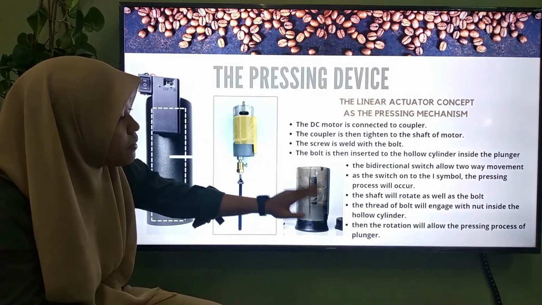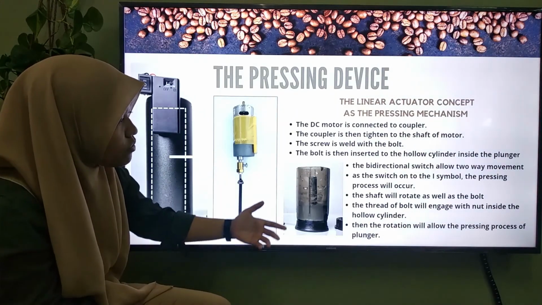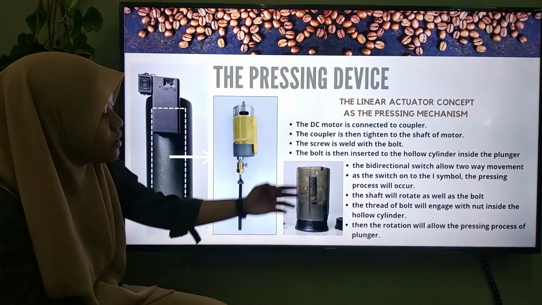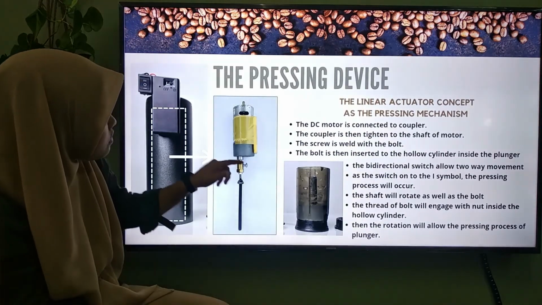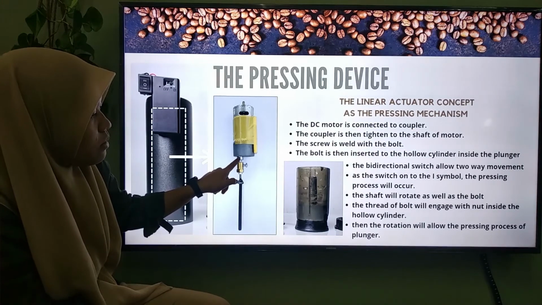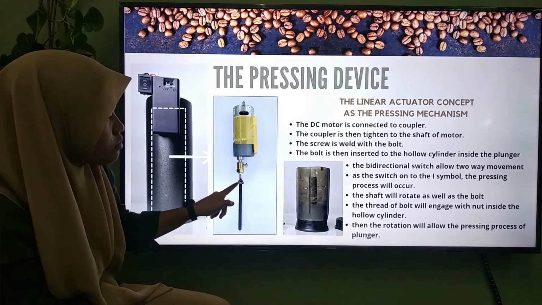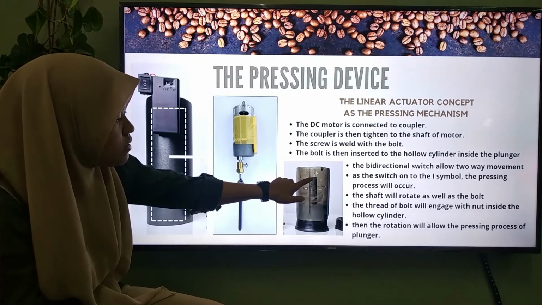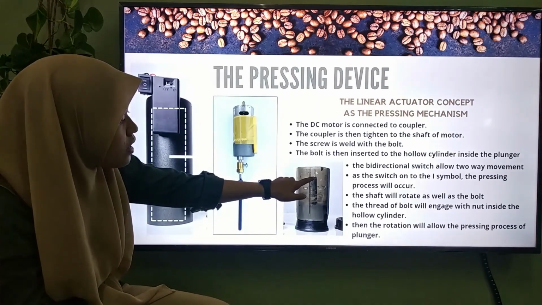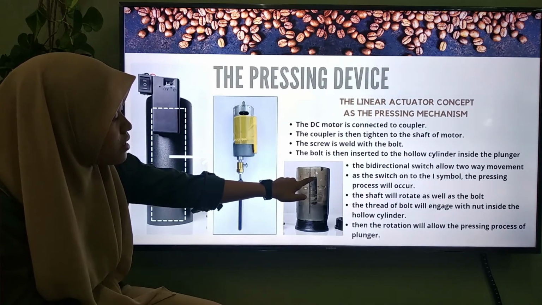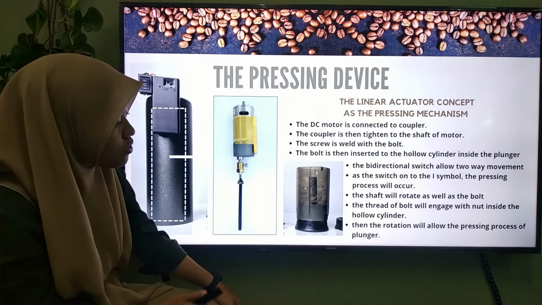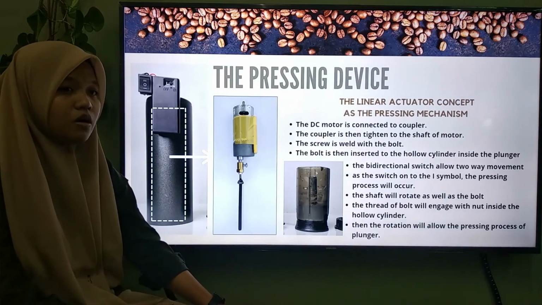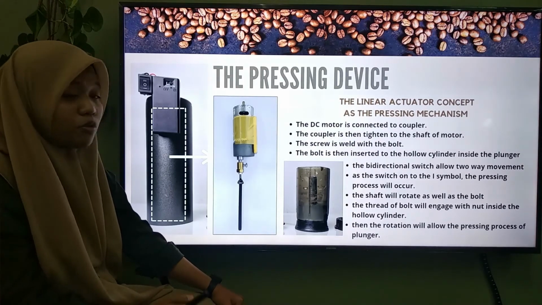And as the bidirectional switch allows two movements, as I said earlier, the pressing process will occur. So the shaft, this is the shaft, will rotate as well as the bolt. The bolt will rotate, and the thread of the bolt will engage with the nut inside the hollow cylinder. Inside the hollow cylinder, we have the nut, and it is also connected by a weld. And then the rotation will allow the pressing of the plunger, as well as the coffee brew is produced.